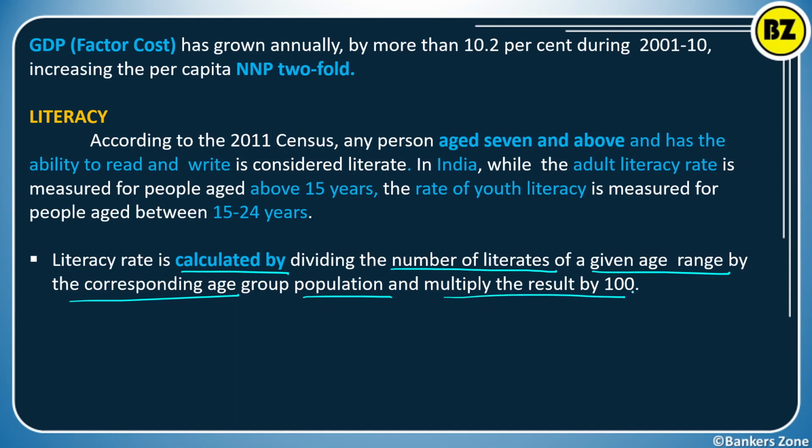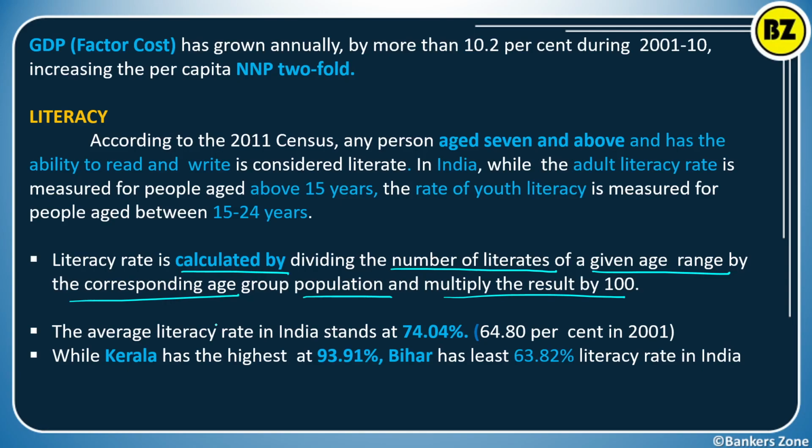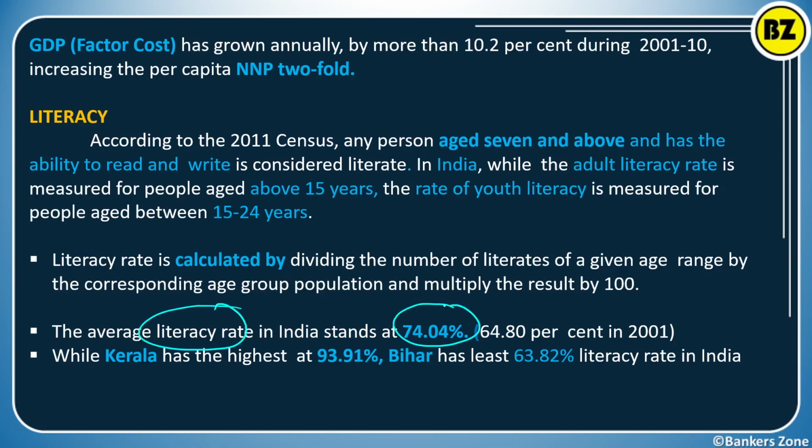So that is simply the literacy rate. The average literacy rate in India is 74.04%, which was 64.8% in 2001. That means we have increased in literacy, right? You have to note what the literacy rate in India is, as that can be a question. It is 74.04. Now Kerala has the highest at 93.91%, and Bihar has the lowest at 63.82%. Those two states you have to remember.